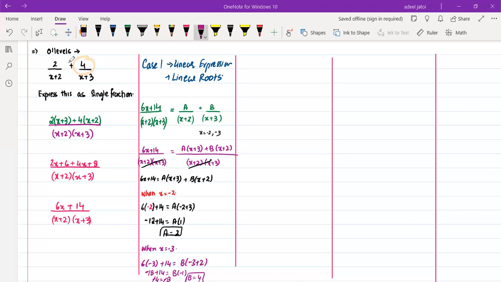We can always write down the expression as the given form, which means we can substitute: 6x plus 14 upon x plus 2, x plus 3. We'll write down 2 here and we'll write down 4 here. And obviously this will be in the given form. This is case number 1 for the linear roots.